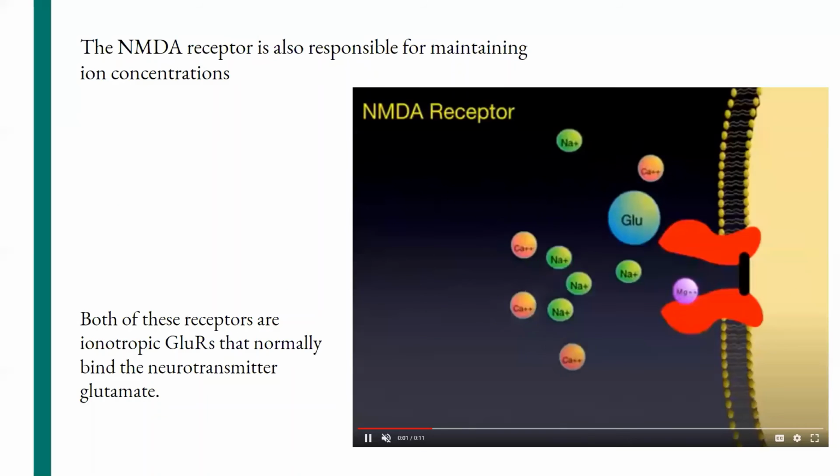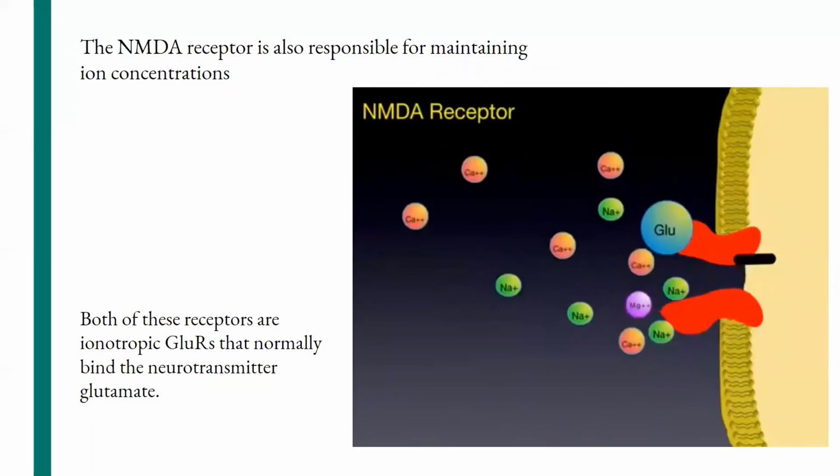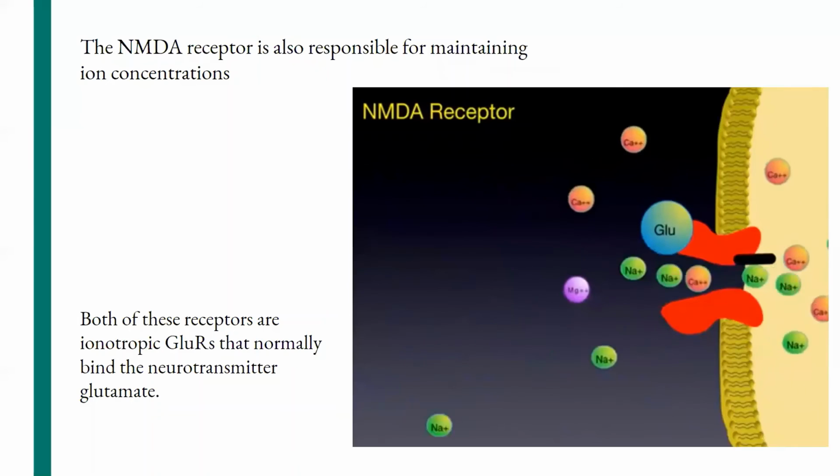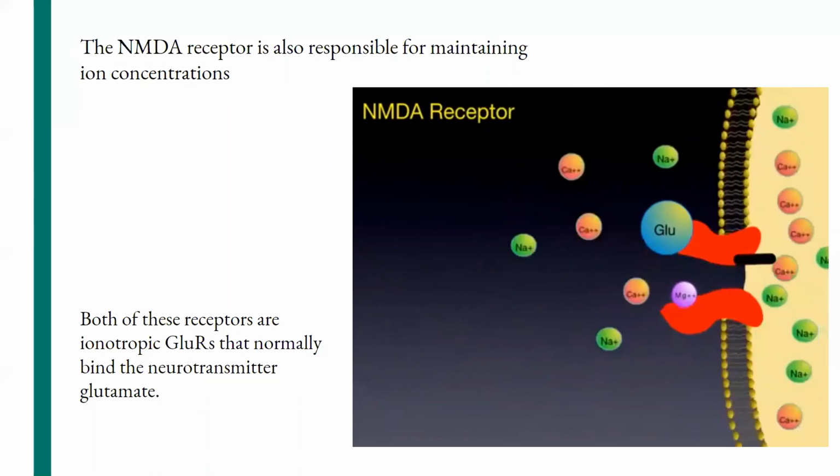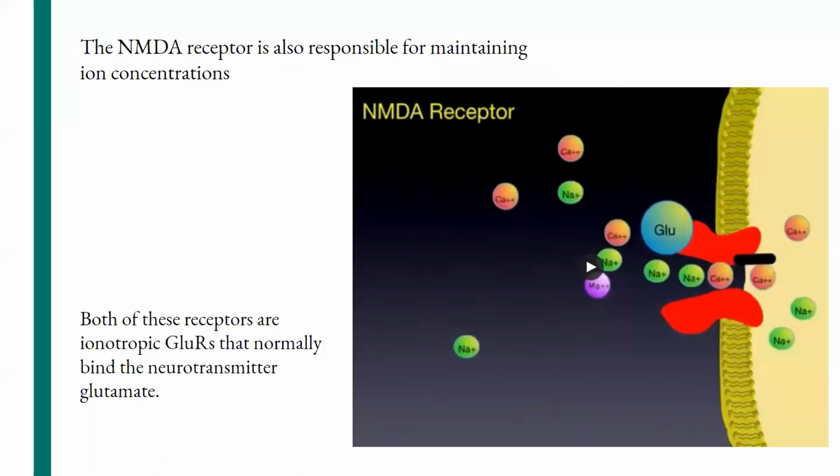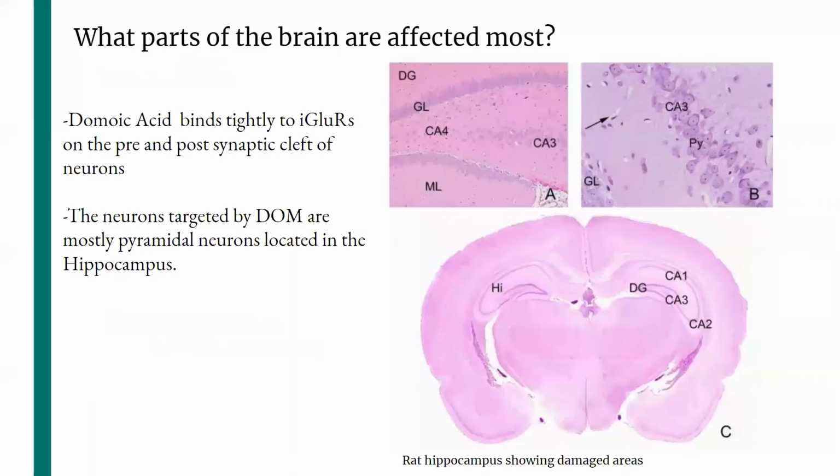Depicted here is the NMDA receptor that regulates calcium concentration in the postsynaptic cleft. Kainate receptor, AMPA receptor, and NMDA receptor are all ionotropic glutamate receptors, and they are targets of domoic acid intoxication. Okay, so where does damage from domoic acid occur? Well, it largely occurs in the pyramidal neurons located in the hippocampus, as well as neurons in the retina. Here we see the cross-section of a rat hippocampus showing bloated damaged cells in the CA4 and CA3 regions.